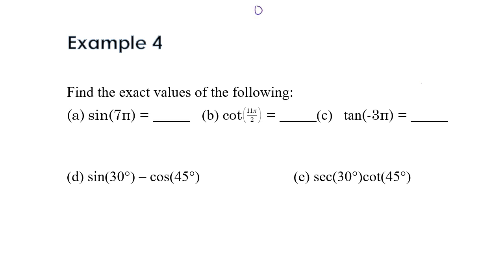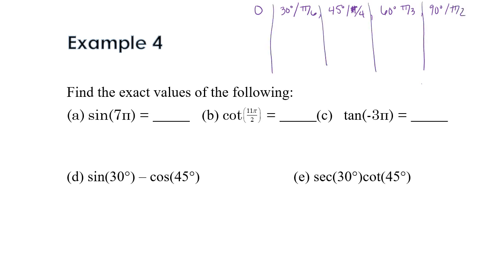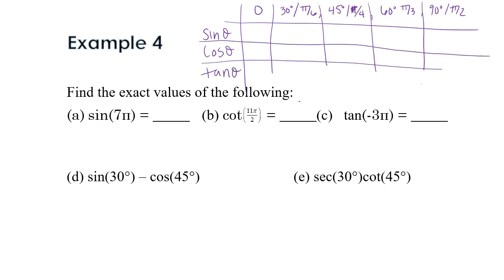So we've got 0, we have 30 degrees, which is pi over 6. We have 45 degrees, which is pi over 4. And then we have 60 degrees, which is pi over 3. And then 90 degrees, which is pi over 2. So we've got those values. And then we've got sine, cosine, tangent. So using that trick that we learned on the last slide, you can fill this in pretty quickly. I'll fill it in for you.